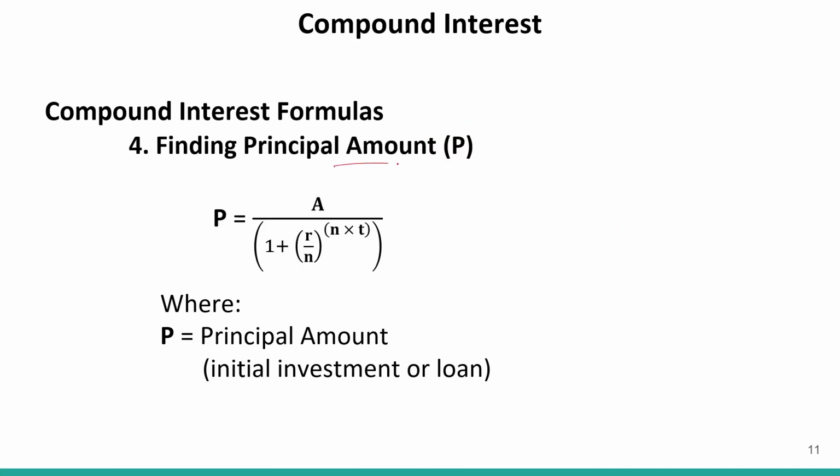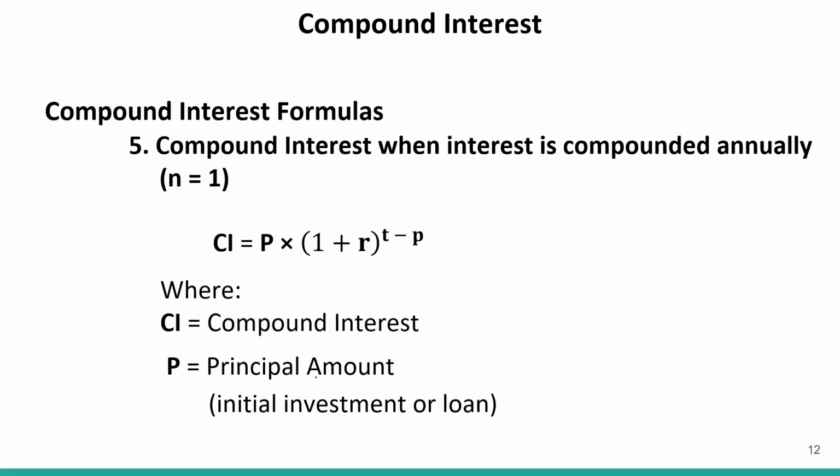So finding the principal amount. How can it be found? P is equal to A divided by (1 plus r by n) whole power n into t. Here P is the principal amount, the initial investment or loan.